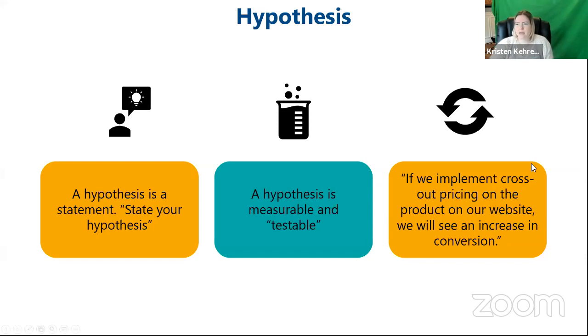So an example of a hypothesis is, if we implement cross-out pricing on a certain product that we're selling on our website, we will see an increase in conversion because people like that. So cross-out pricing is when you see the item for $25 and then there's a big slash mark through it, and instead it says $20. And so people know that they're getting a sale that way. And does that messaging drive conversion, right? And so we very clearly said that we're looking for an increase in conversion here.